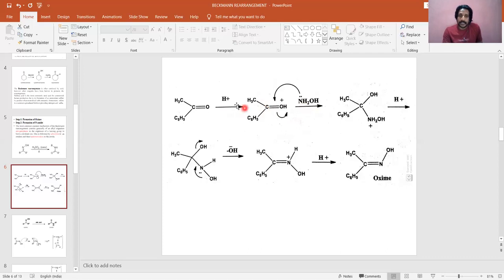So what happened here? Since this is an acid catalyzed reaction, H plus will be added over oxygen. That will leave a plus charge on the carbon. That means this addition of acid makes the carbonyl component more vulnerable to nucleophilic attack. So this NH2OH, by using its pair of non-bonding electrons on nitrogen, attacks the carbonyl carbon.